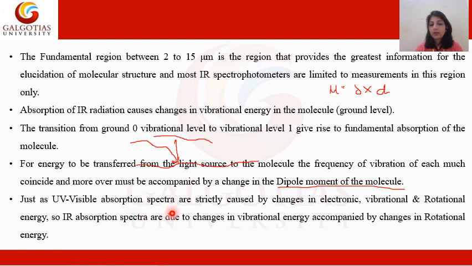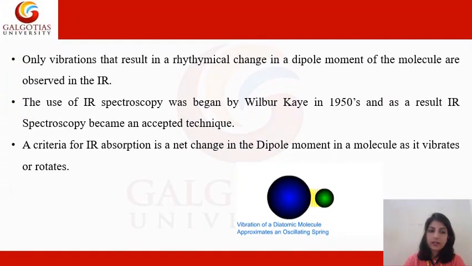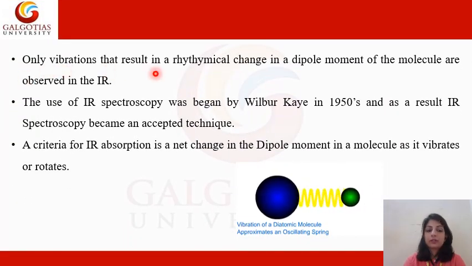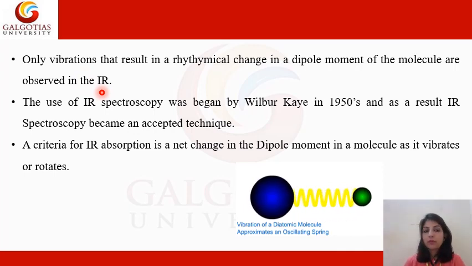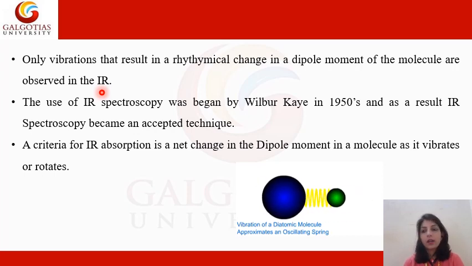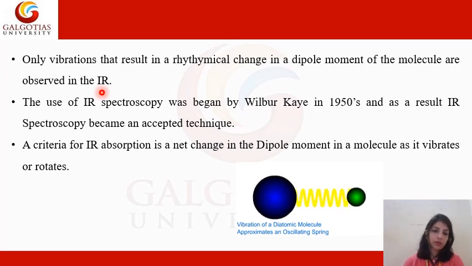Just as your UV visible absorption spectra are strictly caused by changes in the electronic, vibrational and rotational energy, IR absorption spectra are due to changes in the vibrational energy accompanied by changes in the rotational energy. So only vibrations that result in a rhythmical change in the dipole moment of the molecule are observed in the IR. So that particular vibration in which the change in the dipole moment is occurring will only appear in the IR spectra. Each and every vibration is not present in the IR spectrum.